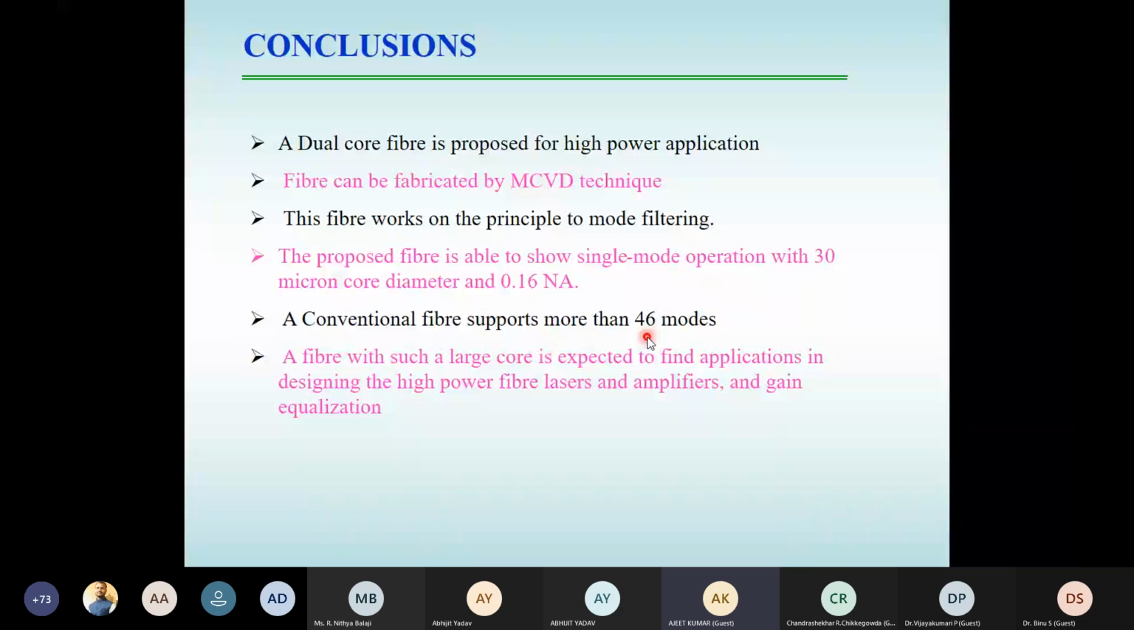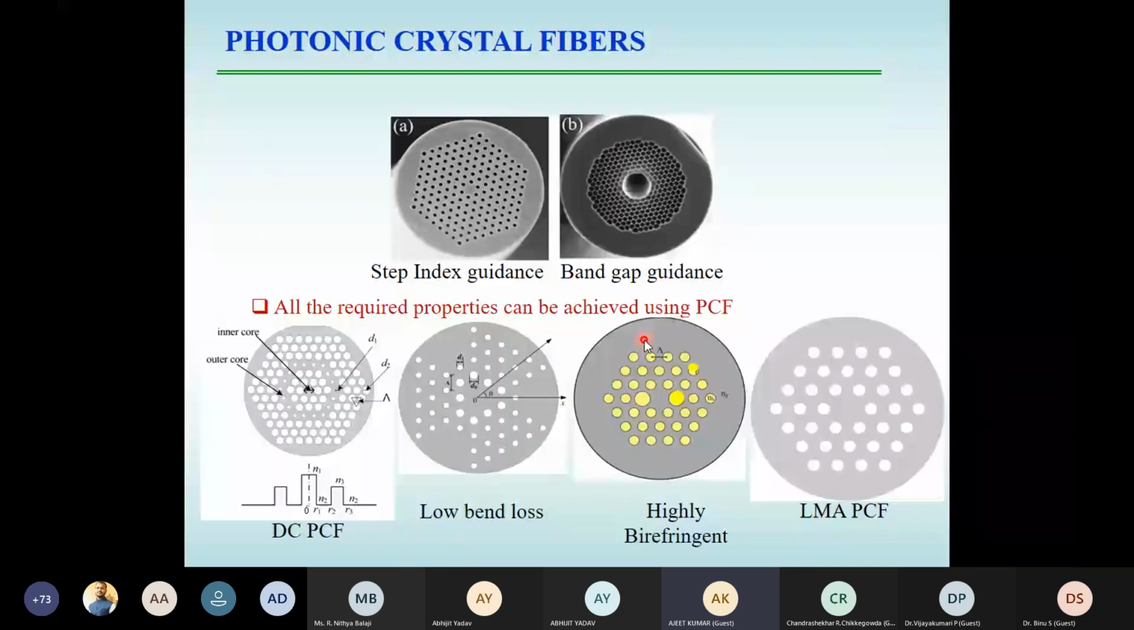Now I'm coming to some special optical fibers, which are known as the photonic crystal fiber. What are these photonic crystal fibers? Photonic crystal fiber is also a specialty optical fiber which can be categorized into two categories. One is called step index guidance fiber and another one is called rolling fiber or band gap fiber.